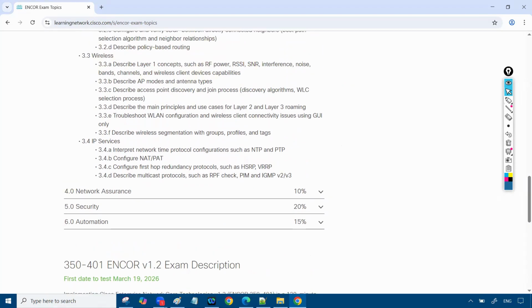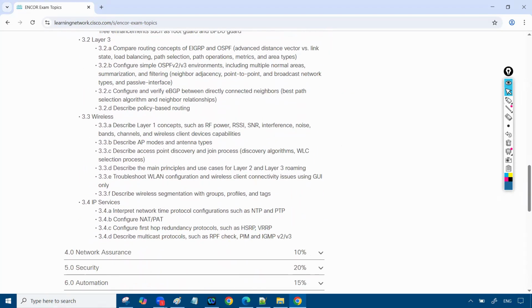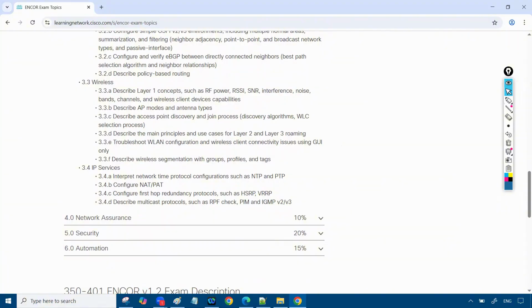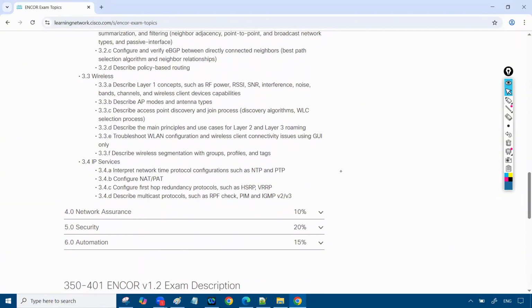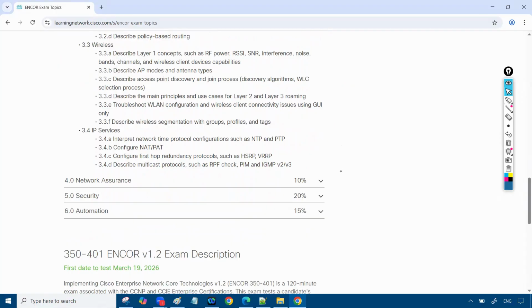Okay, last but not least in the infrastructure, we have IP services. IP services is a concept where you can deploy NAT, where your private IP can be translated into a public IP. Then the NTP protocol and the PTP protocol. PTP, you can say, is an advanced version of NTP.